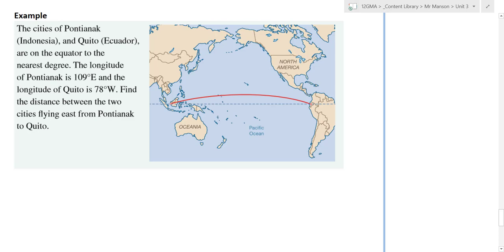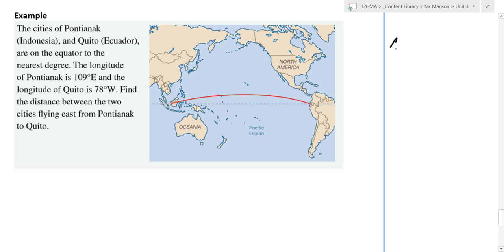So Indonesia's here. That distance around to there is 109. This distance around to here is 78. But we want to go east from Indonesia. So we're talking about going from there to there. So 187 degrees the other way, what's left? 173.